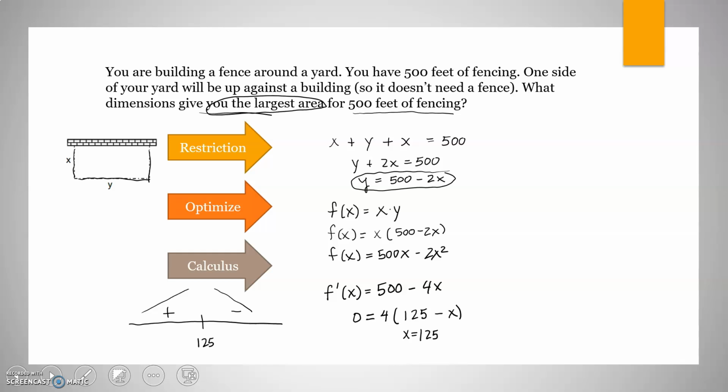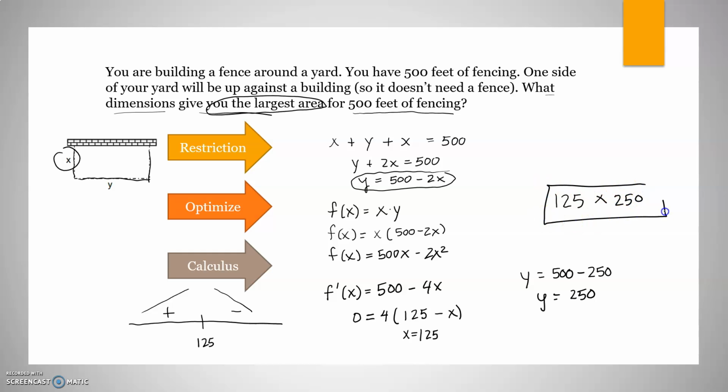So now we want to make sure we answer the question: what dimensions do we have? We have a dimension of 125 for x. And then for y, we would have y equals 500 minus 2 times 125, which is 250. So y equals 250. So the dimensions are 125 by 250.